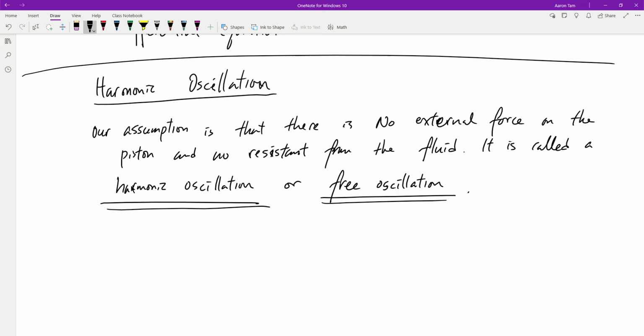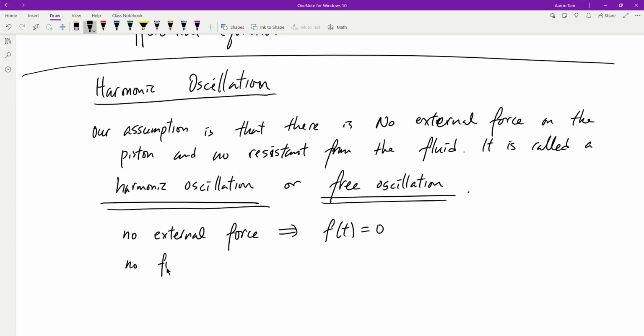So let's see if that's the case. What does it mean when I say there's no external force? Well, no external force implies that our function f of t is the zero function.